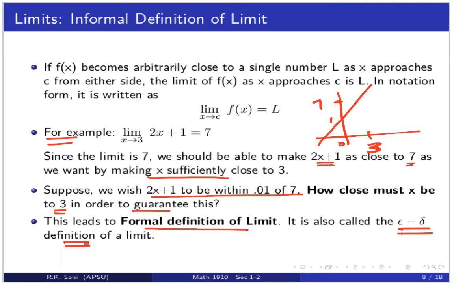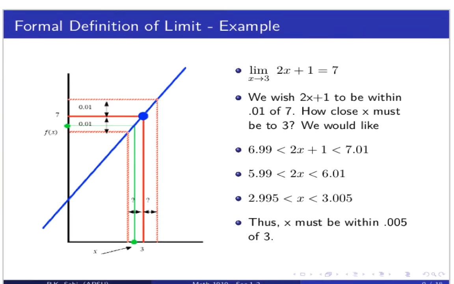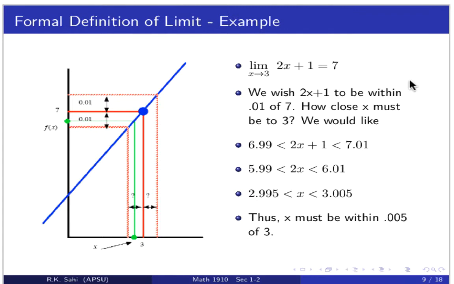Now, before I give the formal definition, I'm going to start with an example to explain it. The limit of 2x plus 1 as x approaches 3 is 7, as we found. We have that over here. Now, we would like this function 2x plus 1 to be within 1/100th, 0.01, of 7. So what we're asking is how close x must be to 3.